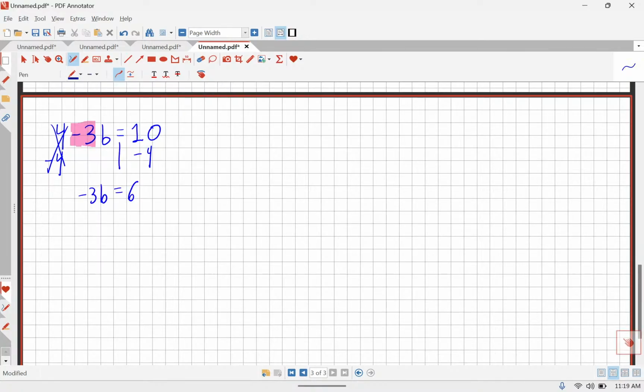Now that's a one-step equation. Rex, what can I do to both sides to solve that one-step equation? Very good. Divide both sides by negative 3, and you get b is equal to negative 2. How many of us got that b is equal to negative 2, or see how we got that and aren't too alarmed? You guys doing okay out there? Very good. This is good.